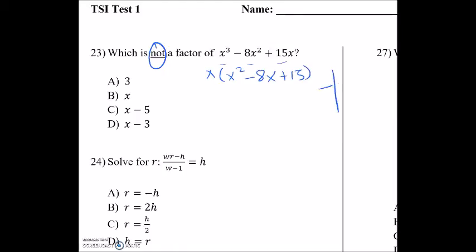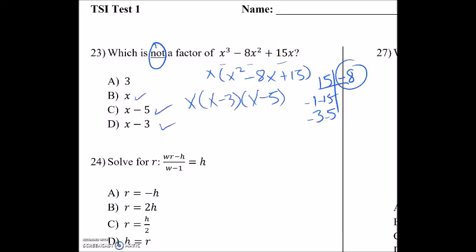Now I'm looking for the factors of 15 that add up to -8. So it's either 1 and 15 or 3 and 5. Because this is negative, they both have to be negatives. So in this case, I have x, x minus 3, and x minus 5. So we look here: this is a factor, this is a factor, this is a factor. This is the only one that's not a factor.